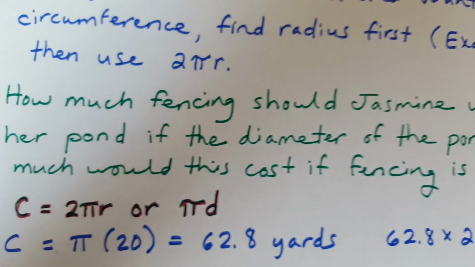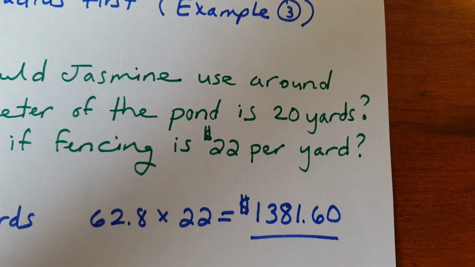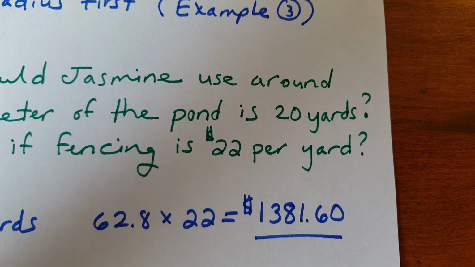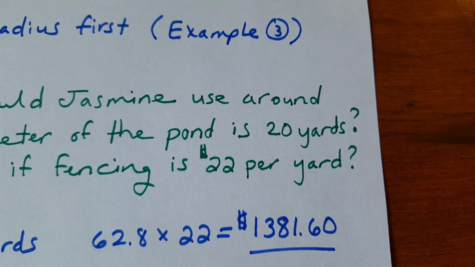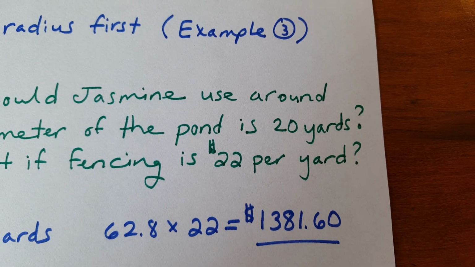We know that the fencing cost $22 per yard. And since there's 62.8 yards, I multiply that by 22, and I get $1,381.60.